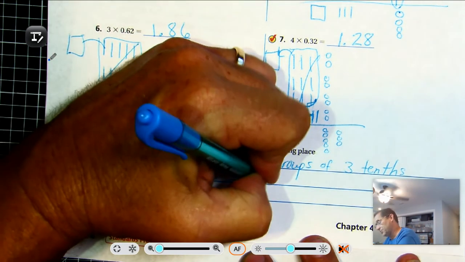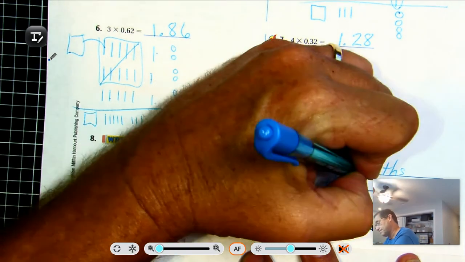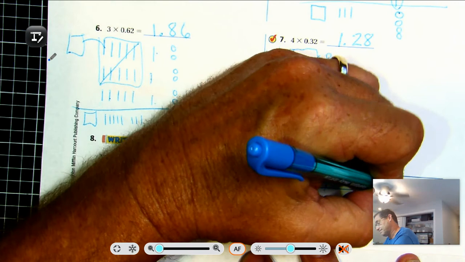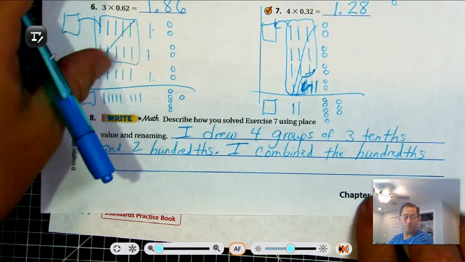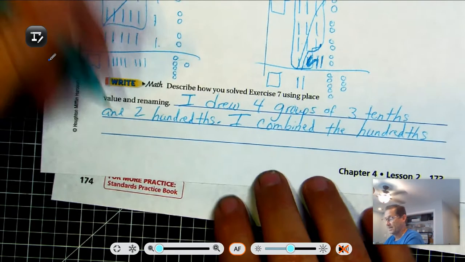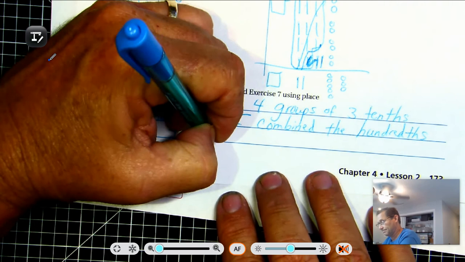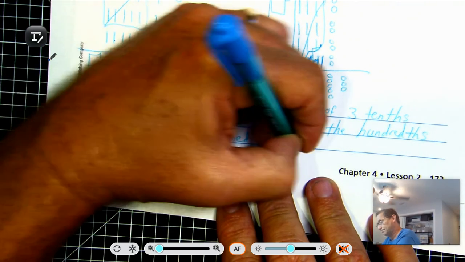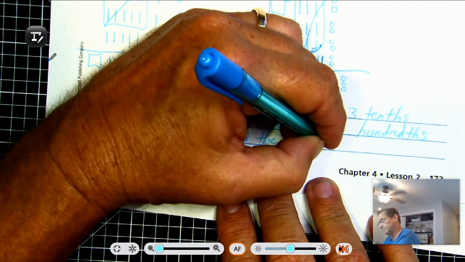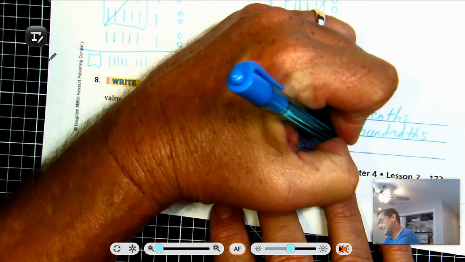We combined the hundredths. But we didn't have to regroup. And then I combined the tenths. What do we have to do when we got to the tenths? They were greater than 9.